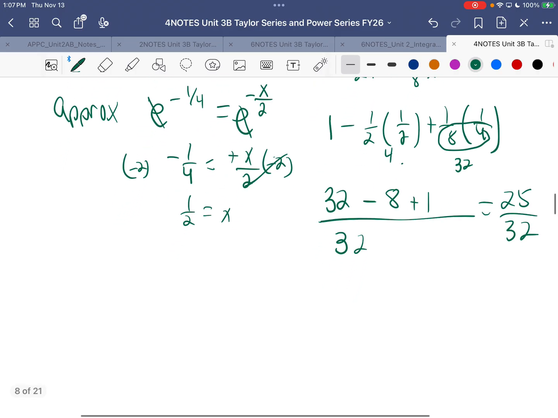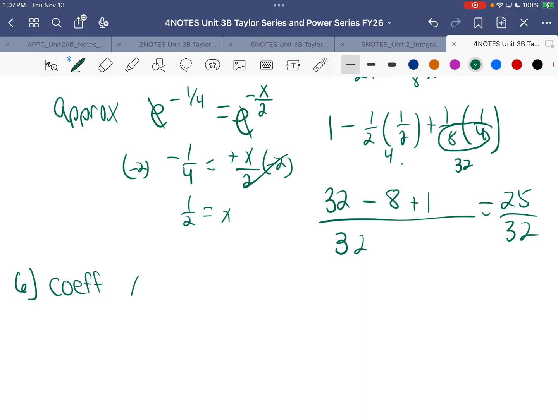Okay, on 6, I think, is where our algebra skills are struggling. We're trying to get the coefficient of the x cubed for the Taylor polynomial for the function f at x is 1 over square root of 1 minus x about x equals 0. I'm going to rewrite this as 1 minus x to the negative 1/2.